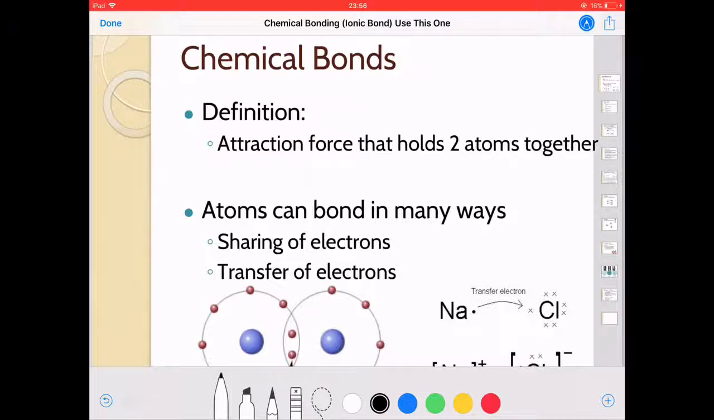So electrons can either be shared between atoms or they can be transferred. And when we're talking about ionic things, the electrons are being transferred in those compounds. So they're actually moving from one atom to another atom.